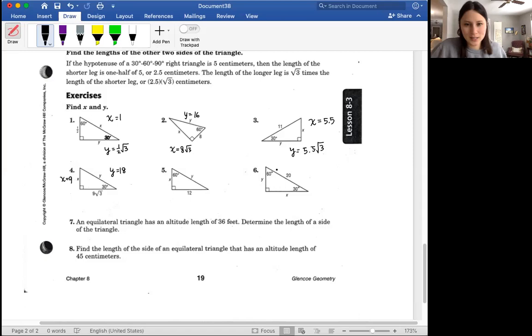Taking a look at number 6, again, the hypotenuse is given to you, so y is 10, and x would be 10 times square root of 3.